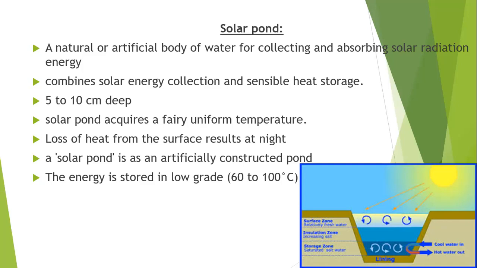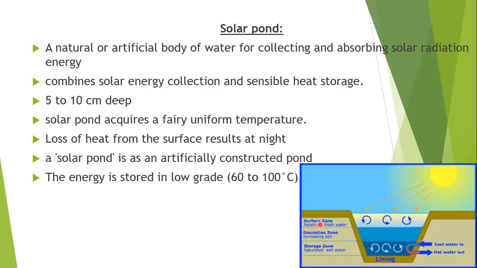Okay, so the very simplest type of solar pond is a shallow solar pond. It is about 5 to 10 centimeters deep, with a radiation-absorbing black plastic coating at the bottom only. If you see the diagram, we can get an idea of the solar pond. So this is a small shallow solar pond.